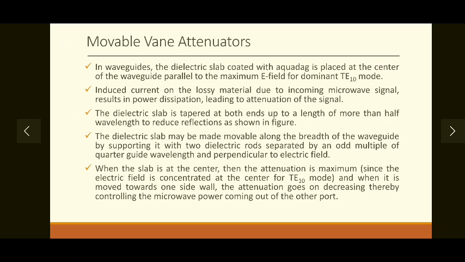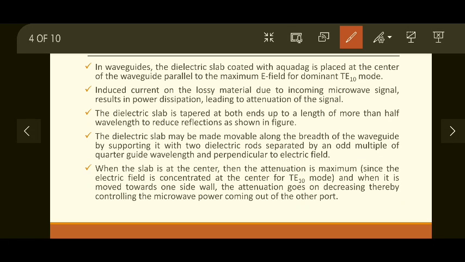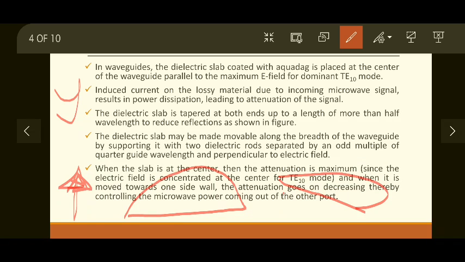For TE10 mode, if the electric field is in this direction, let's say the y-axis direction, then the dielectric slab is placed at the center of the waveguide parallel to the E field direction. That means it will be placed like this, so both are in the same direction. If the dielectric slab is placed like this, in the horizontal direction, the x direction, then it will be perpendicular.